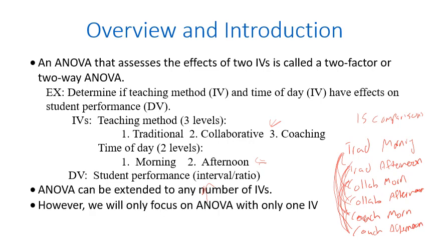So ANOVA can be extended to any number of independent variables. Again, this is a 2-way. We talked about a 1-way on the previous slide. You could do a 3-way, 3-factor, as many as you want. We're going to only focus here on 1 independent variable, though, just because adding more doesn't change too much. Adding more independent variables basically just adds 1 more level of analysis to our ANOVA, so there isn't that much difference to it. So if you get the basics of ANOVA down, you've got the basics of 2-factor.